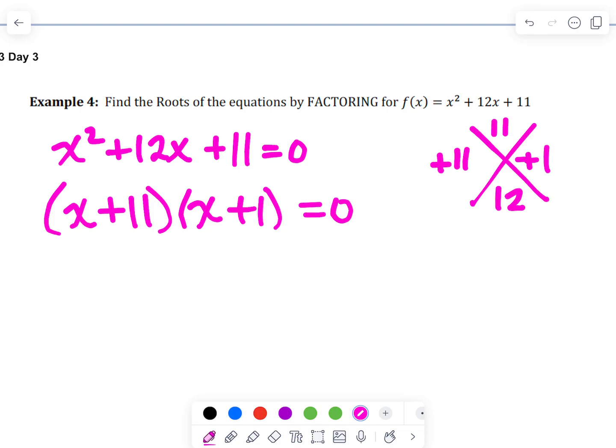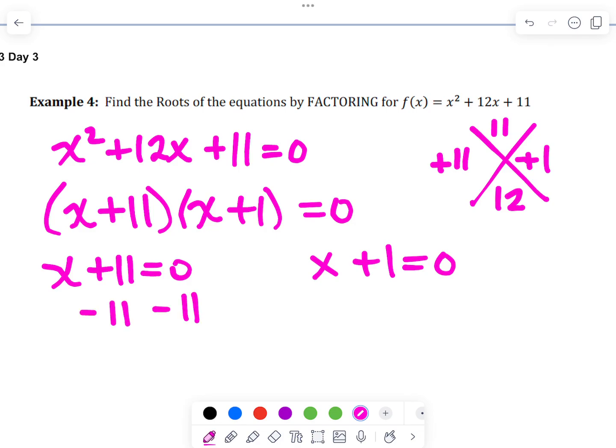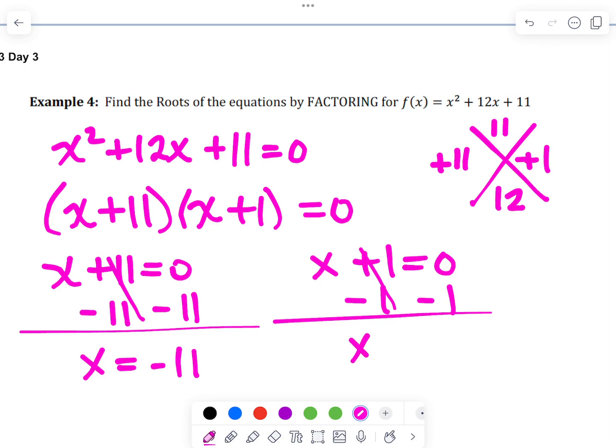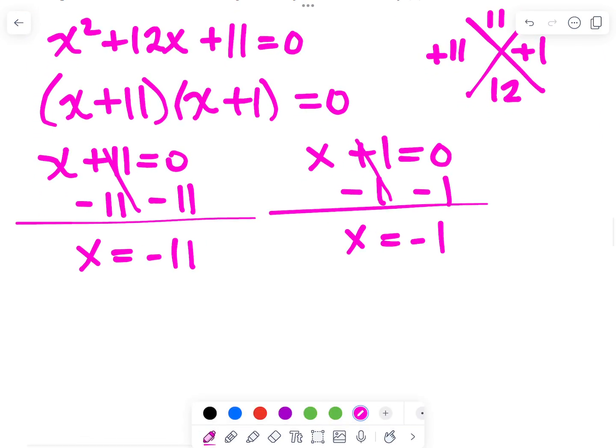Now we use our zero product property. We set each factor equal to 0 and solve for x. Subtract 11 from both sides. We get negative 11. Subtract 1 from both sides. And we get negative 1. So our two roots are negative 11 and negative 1.